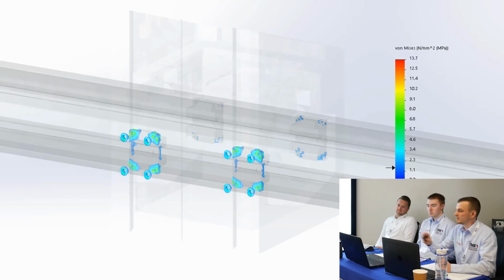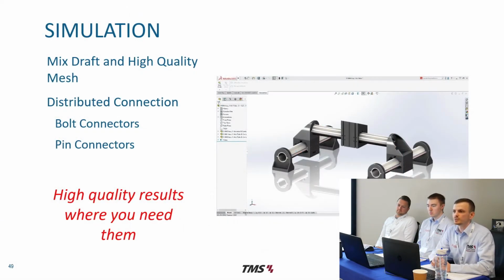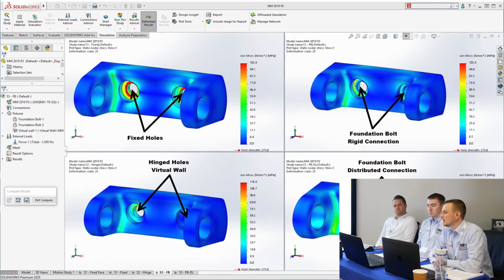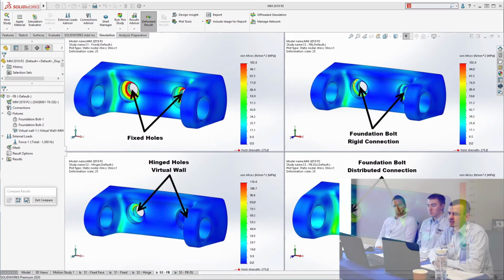Now that little example doesn't really do this one justice, so what I have is another little example of it. What we have with this one is 4 different setups. We've got one with fixed holes, we've got one with hinged holes and a virtual wall to stop it from sliding anywhere. We've got one using foundation bolts with that original rigid connection which was default up until 2020. And we also have that new distributed connection in there as well.